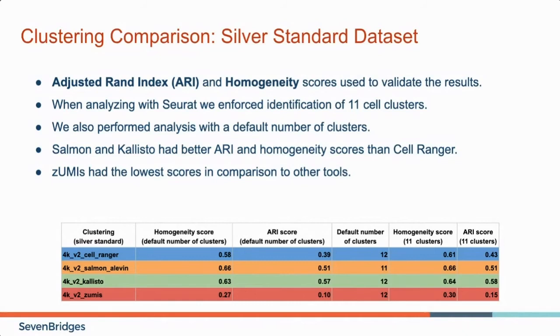Also, we performed analysis with Seurat's default settings. From the table, we observe Salmon and Callisto had slightly better adjusted rand index score and homogeneity score than the CellRanger, while Zoomis had the lowest scores in comparison to other tools. Again, Callisto seems to be performing the best in comparison to others. Next slide, please. Okay.